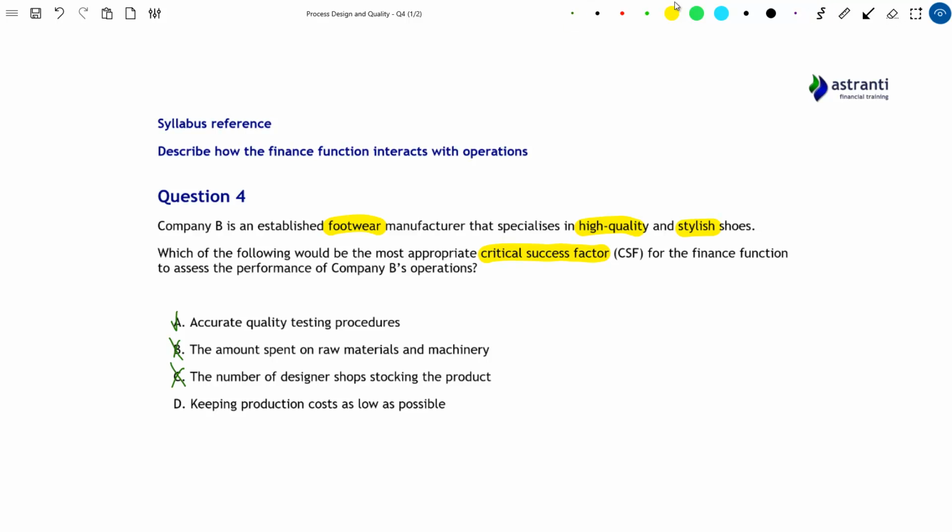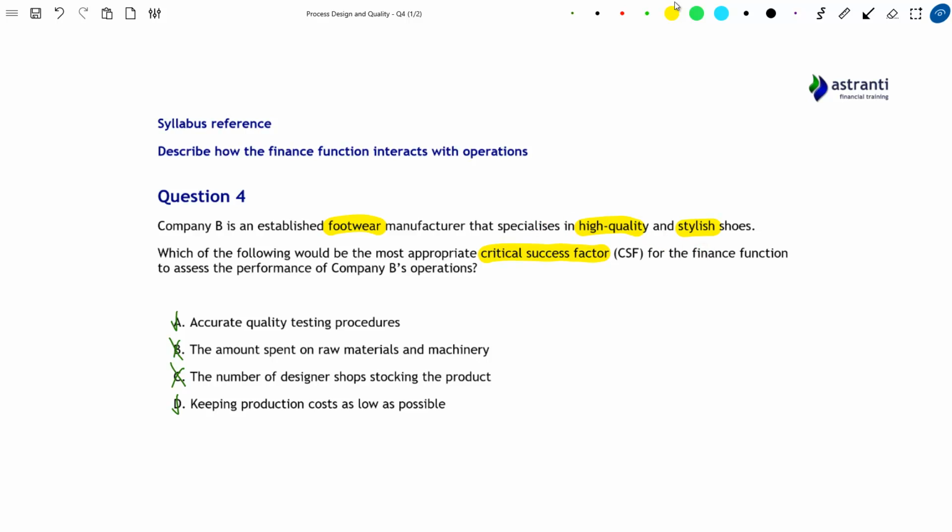What about D? Keeping production costs as low as possible. See, that could be another critical success factor. It might still be a distractor, but it is a possible correct answer. So we've ruled out our distractors. Again, you have to make sure you've read your question carefully to answer the question. We know we're looking for one of these two as the correct answer, but it'll be the details we highlighted earlier that tell us the correct one.